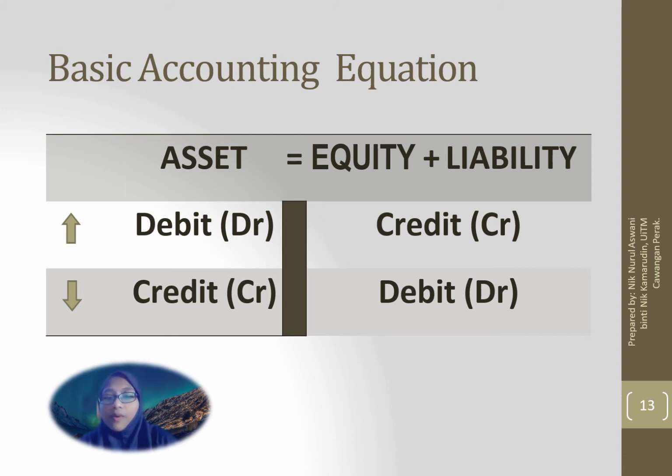It comes from the basic accounting equation. If you want to record an increase in asset, you debit, and if there is a decrease in asset, you credit. For equity and liability, any increase you credit, any decrease you debit. So you will have a balanced equation. Your equation remains unchanged.